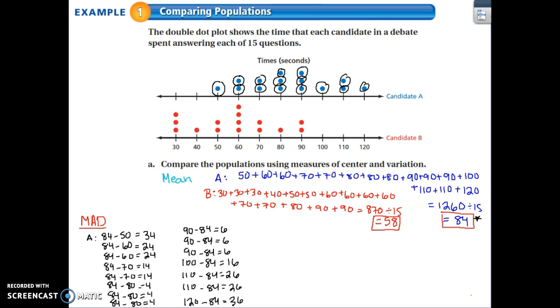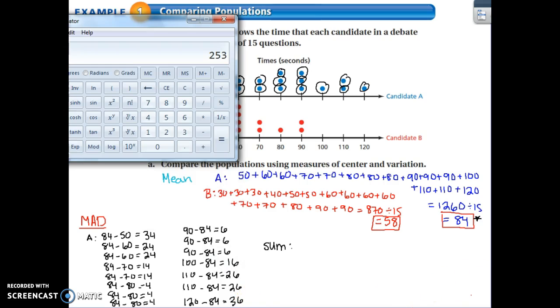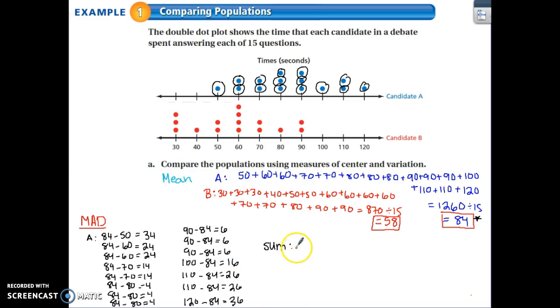Now that I have the distance of each dot from the average, I need to find the average of these distances. So I repeat the process that we did in part A with the values that we've just obtained. I'm going to add up 34, 24, 24, 14, all of these numbers, and then divide by the number of values that there are. First, I will find the sum, using a calculator. Punching all of these values in, I find that they add up to a sum of 253.